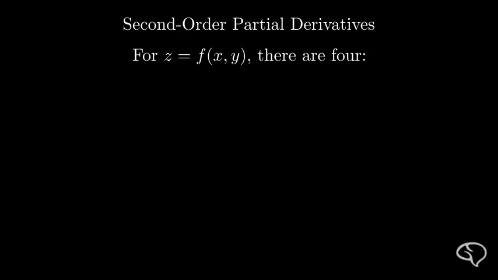Just like with single variable derivatives, we can find higher order partial derivatives. This means we can differentiate a partial derivative. For a function of two variables, there are 4 second-order partial derivatives.